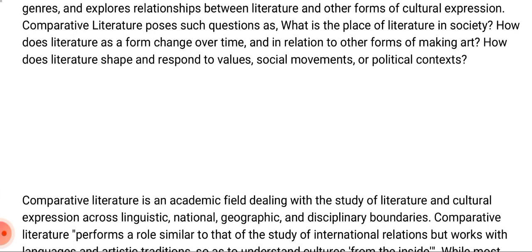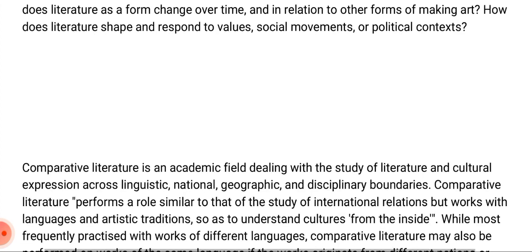If you talk broadly, then comparative literature is an academic field which deals with the study of literature and cultural expression across linguistic, national, geographic, and disciplinary boundaries. Comparative literature also performs a role similar to that of the study of international relations, but works with languages and artistic traditions, so as to understand cultures from the inside. That's why comparative literature is needed.